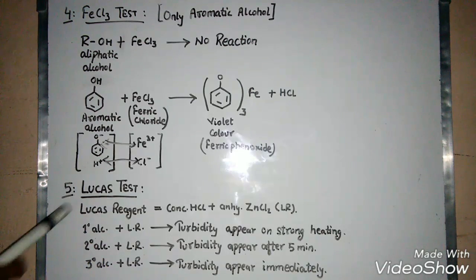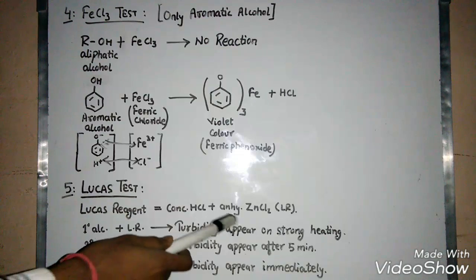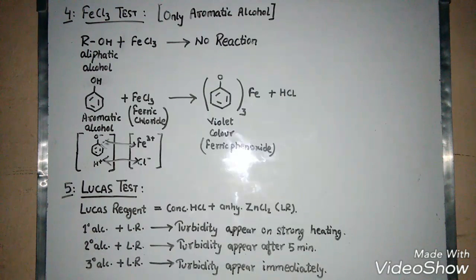Next test is the Lucas test. Lucas reagent is concentrated HCl plus anhydrous ZnCl2. I am writing it as Lr. If we want to distinguish between 1 degree alcohol, 2 degree alcohol and 3 degree alcohol, then we can use the Lucas test.